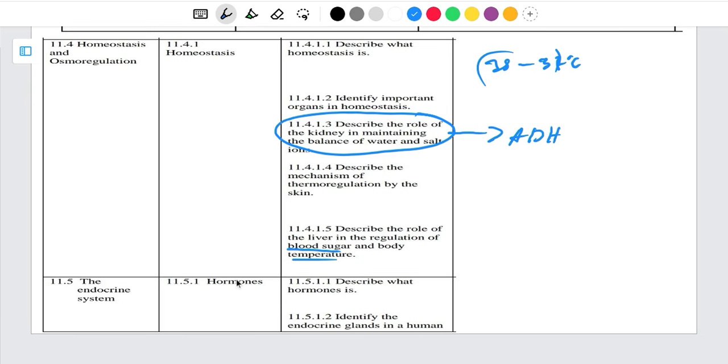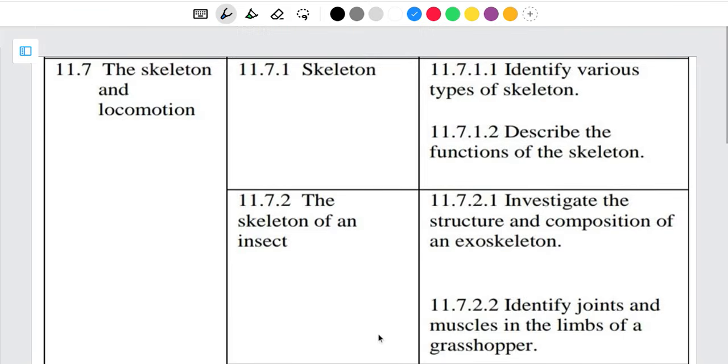Then when it comes to the hormones, you have to know the definition of hormones. So if they say describe or what is meant by the term hormone, 3 marks, you have to explain it as a chemical substance which is secreted by ductless glands, which travels using blood, and it has an effect on target organs. And also you have to identify the endocrine glands in humans, like pituitary gland, pineal gland, thyroid gland, and also the hormones which are secreted by those glands, like the pancreas, it secretes insulin as well as glucagon.